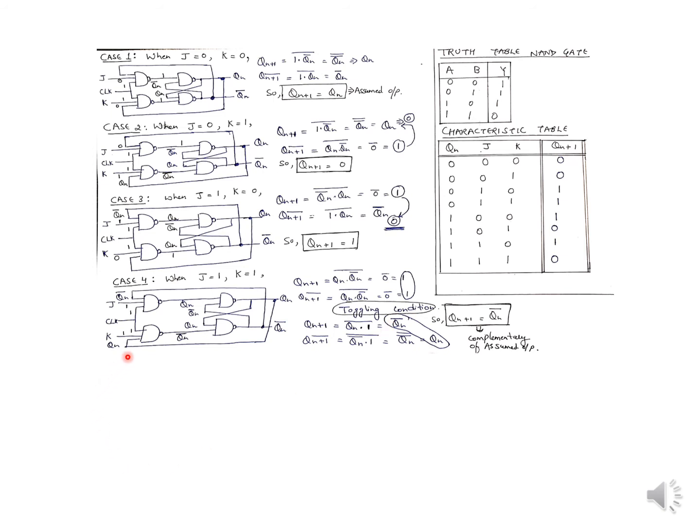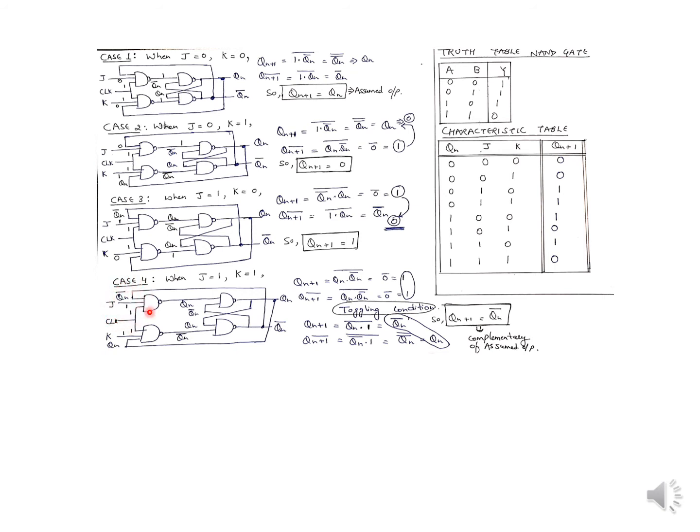Okay, now in this one, J equals 1, K equals 1, clock pulse as usual is high, so 1 and 1. Now I will write the output. As you can see, this is Qn bar, which is going here, so it is Qn bar, and here it is Qn, which is going here, so it is Qn. Okay, now we will find the output.